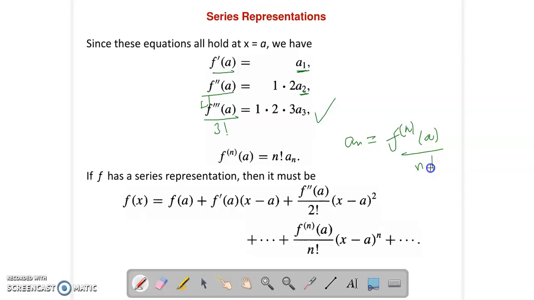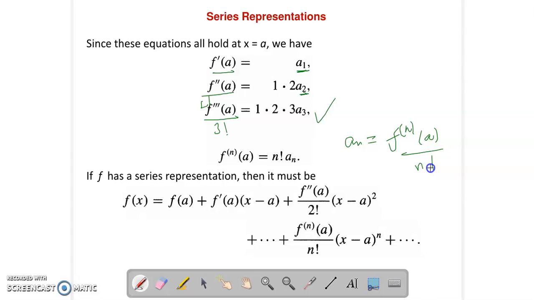So basically these formulas, f dash, f double dash, f triple dash, reveal a pattern in the coefficients of any power series, right? We have considered a general power series with coefficients a_i, and we have concluded that a_n is equal to the nth derivative of f at a divided by n factorial, right?